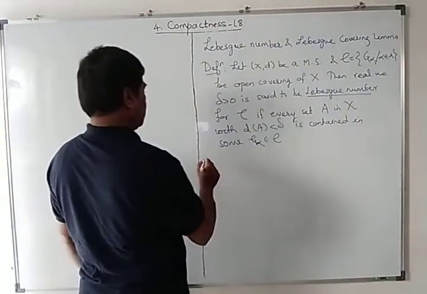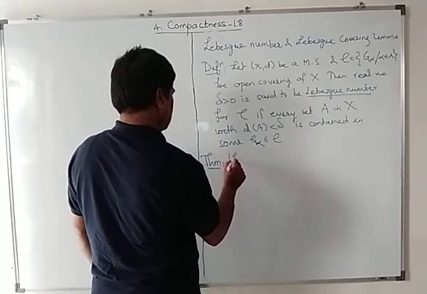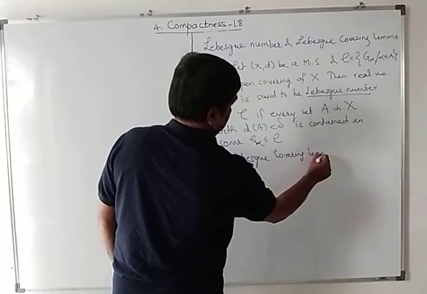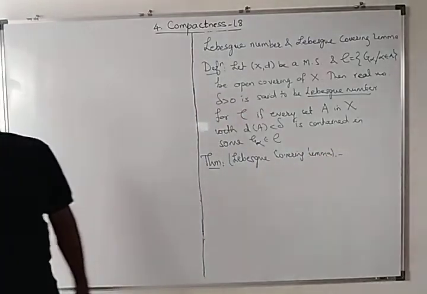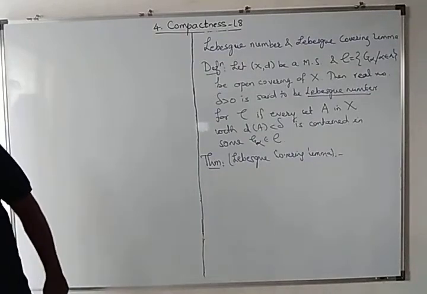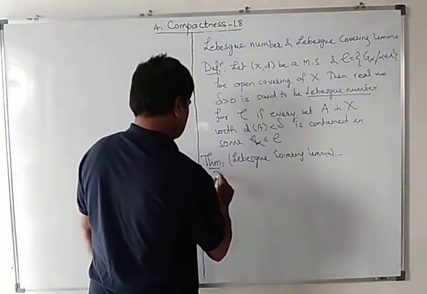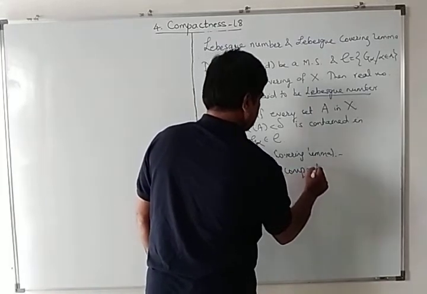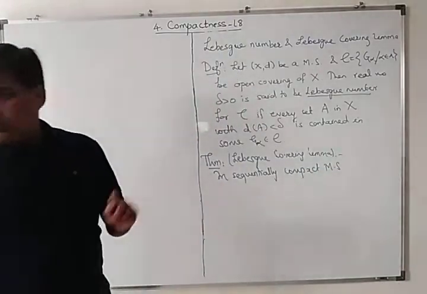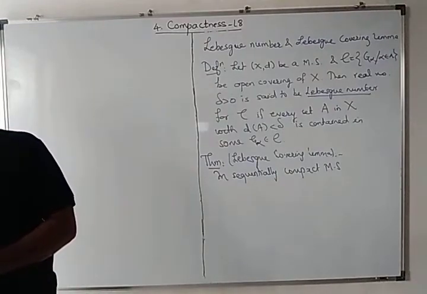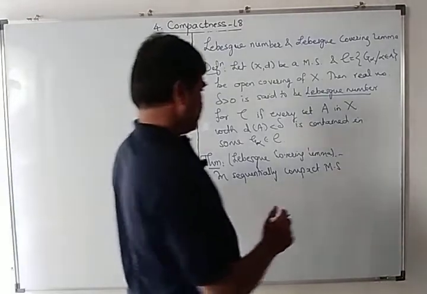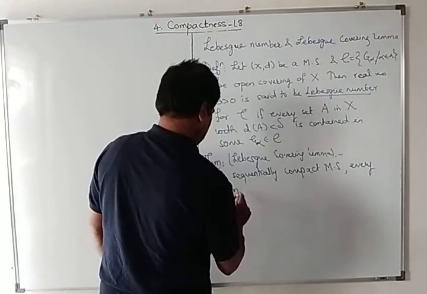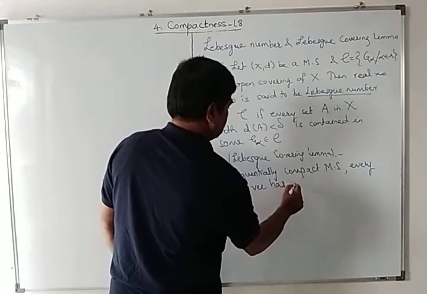Okay. Now Lebesgue covering lemma. In a sequentially compact metric space, we know that a sequentially compact metric space is always compact. Every open cover has a Lebesgue number.